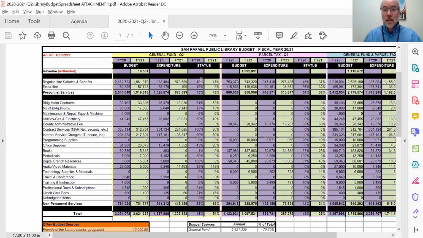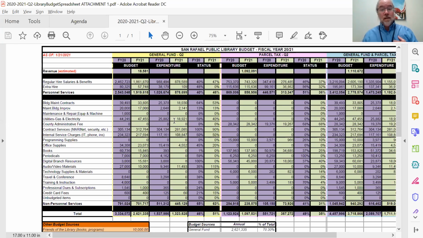Okay. Good. All right. So the year is half over, 50%, and we're still playing catch up from the shutdown and the attendant effects. So the overall activity is 46% expended, which you'll see in these green columns represent this fiscal year. The purple columns are from last fiscal year by comparison. So we're doing better than we were last fiscal year because that also was part of the shutdown and we weren't able to spend money.